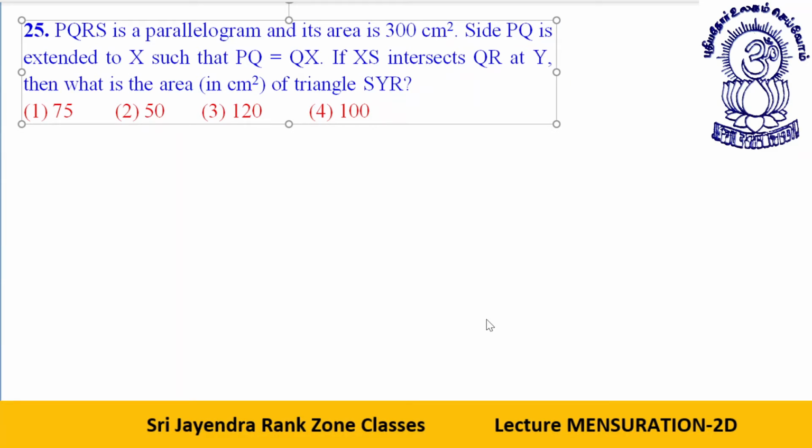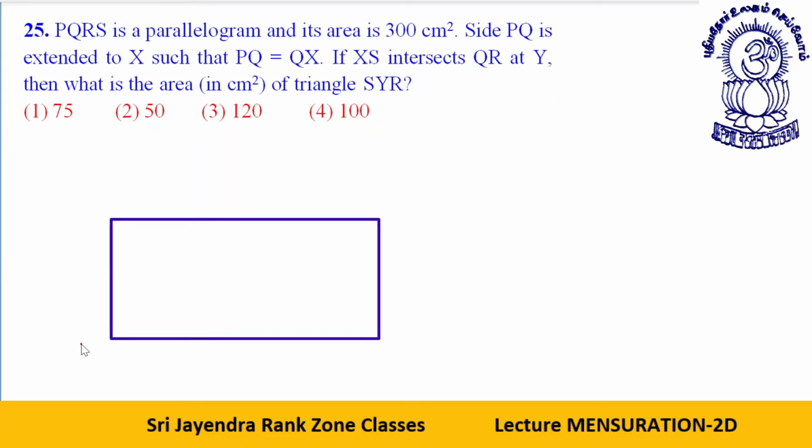PQRS is a parallelogram and its area is 300. I can consider it a rectangle also. PQRS is a parallelogram and its area is 300 centimeter square. Side PQ is extended to X such that PQ is equal to QX.